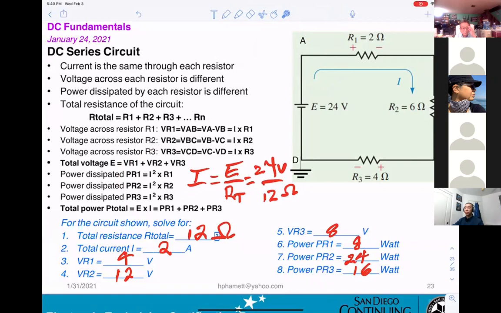How did we get VR1, VR2, and VR3? How come you get VR1, which is, what is PR1? PR1 means the power dissipated through R1, or voltage drop.